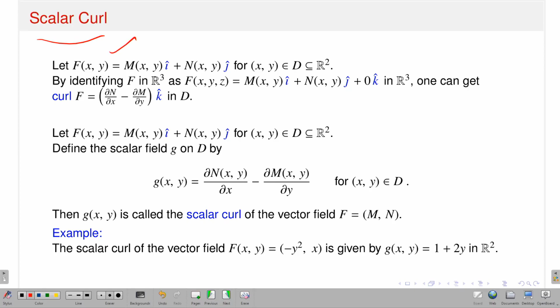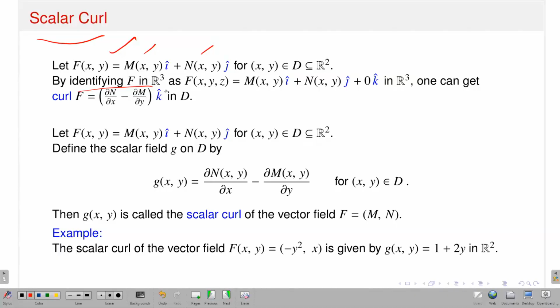So, if I start with a vector field capital F from some domain, a subset of R2, to R2 with components capital M and capital N, then I identify F in R3. Now, if I have a vector field in R2, how do I identify it in R3? Just by considering the z component to be 0. So I have the vector field capital F in R2, and I think of F in R3 by keeping the z component 0: this is the first component, this is the second component, this is the third component. One can get the curl.